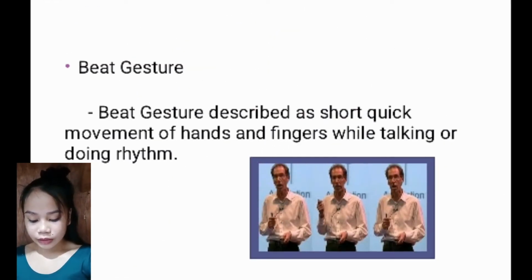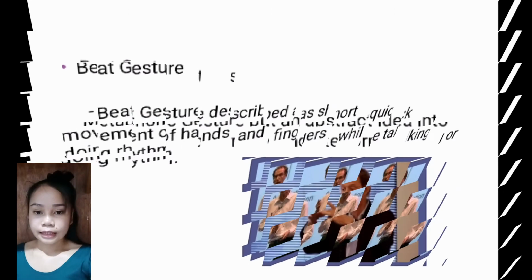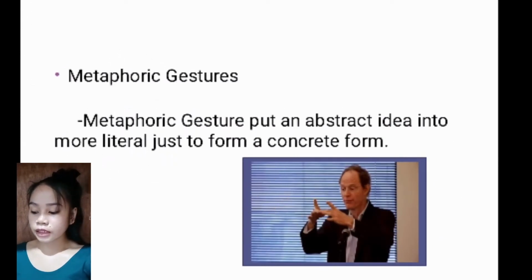The third one is beat gesture. Beat gesture is described as short, quick movement of hands and fingers while talking or doing rhythm. This type of gesture is used to emphasize parts of what is being said or to mark a change from describing events in a story to commenting on those events. Lastly, the metaphoric gestures. These gestures put an abstract idea into more literal form to form a concrete form. An example is making a heart shape and placing it into the chest to indicate affection or love to someone.